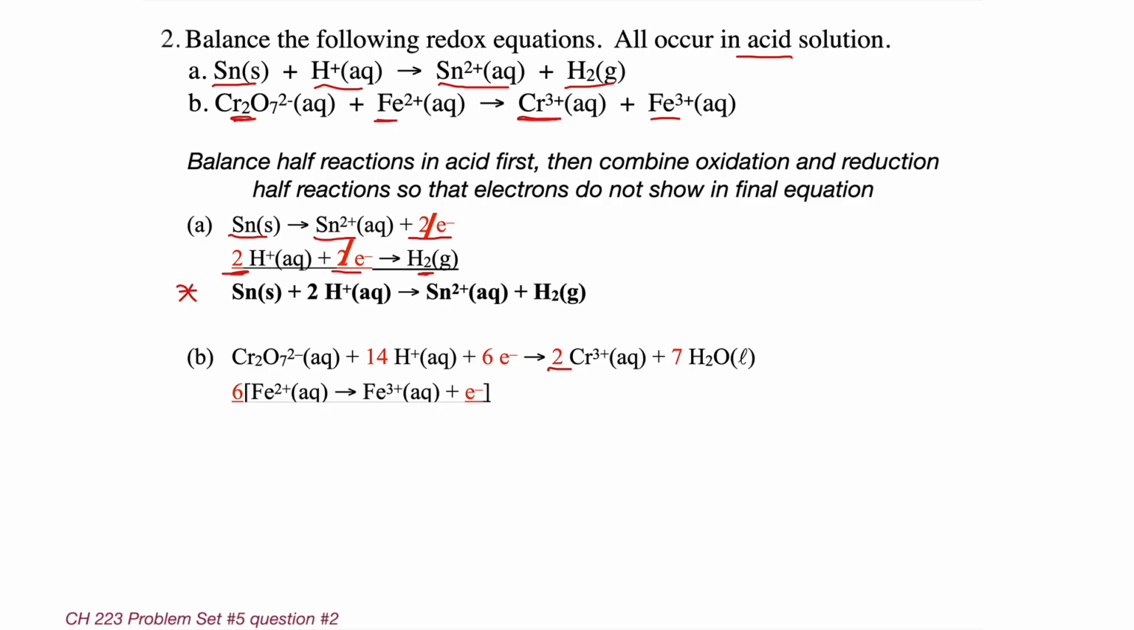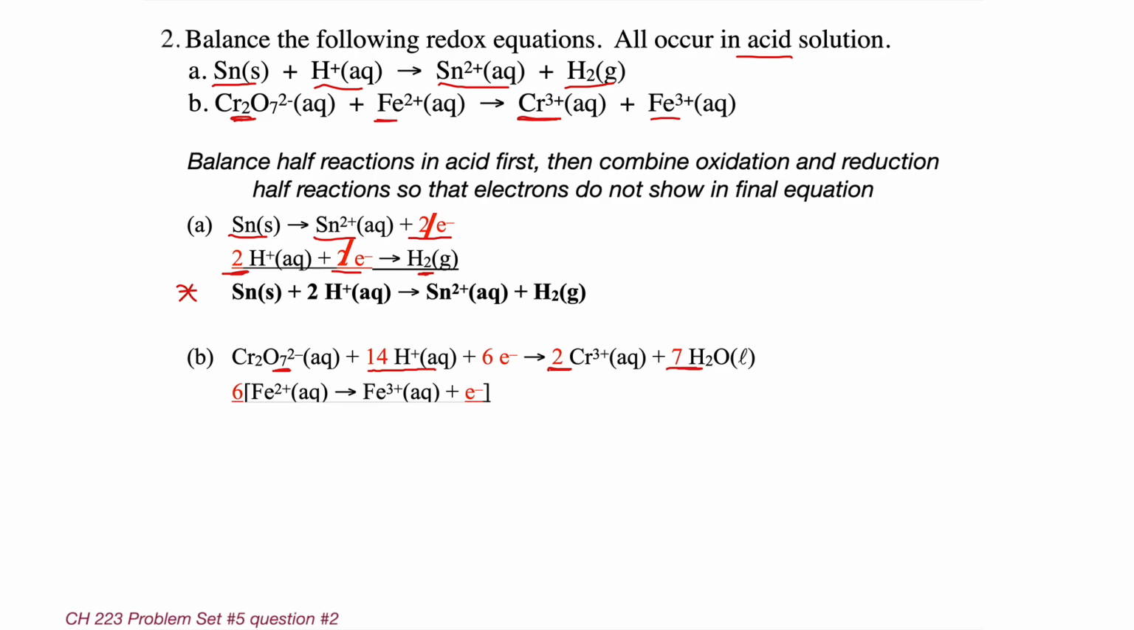When you add the 2 for the chromium plus 3, lots of things start happening. First of all, dichromate has 7 oxygens, so that means we're going to have 7 waters. Remember, in acid you can only have H plus and water. And by doing that, 7 times 2 for the waters, that's 14 hydrogens we have to add to the reactant side. So now this reaction is balanced for mass.